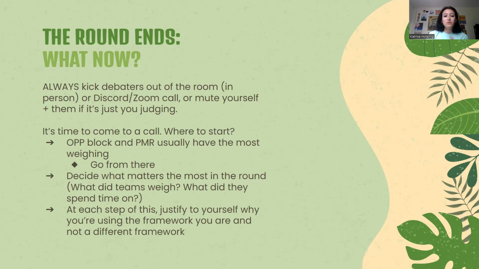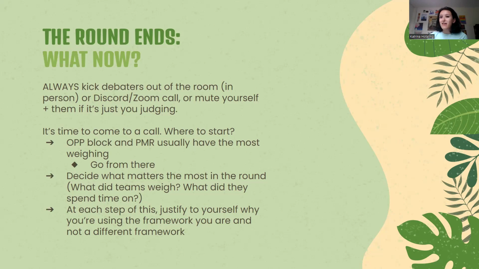And just think to yourself and have a reason of why you're voting on this, because this cuts down on the, well, I intuitively think this thing is important, but I'm not really sure what people in the round said. And the sort of wishy-washy RFD that feels like it didn't really hear the weighing in the round and it just picked an argument to vote on.